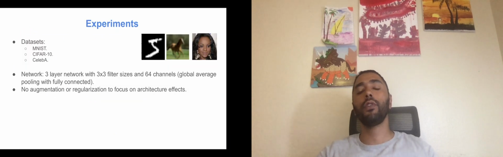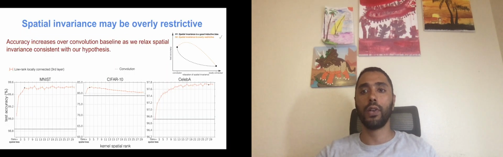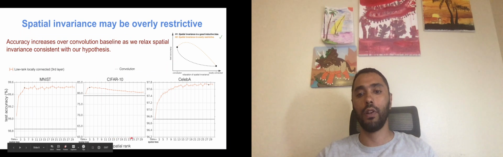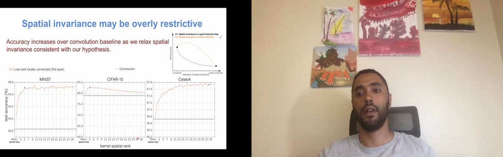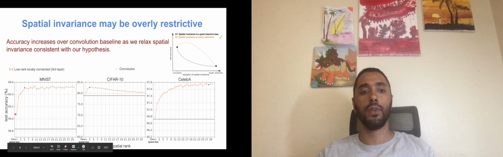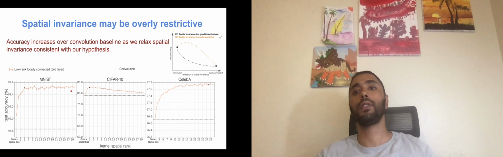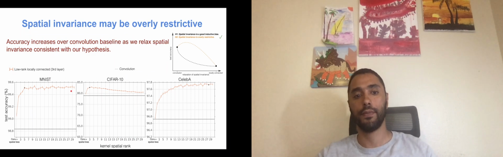Now, to validate our hypothesis that convolution is an overly restrictive inductive bias, we conduct an experiment on MNIST, CIFAR10 and CelebA on a 3-layer network. So these are our results. On the x-axis here, we have the rank of the low-rank locally connected layer. As rank increases, the degree of spatial invariance decreases. So we relax spatial invariance as we increase rank, and we deviate more from the convolution architecture. What you see here is that as you relax spatial invariance, the accuracy of this layer increases, as stipulated by our hypothesis that spatial invariance is an overly restrictive inductive bias.